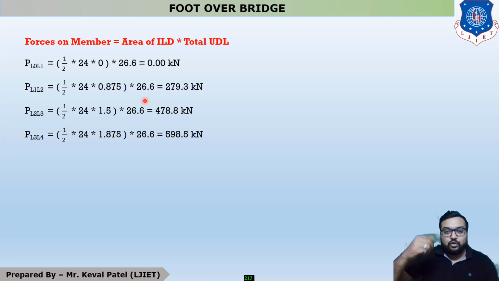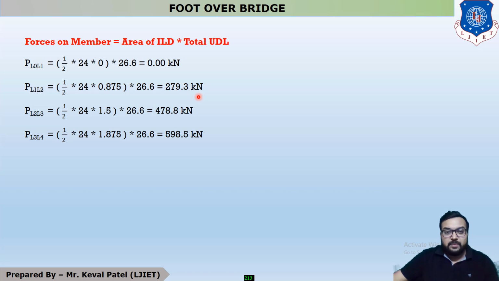But for the top chord and for the bottom chord, we use the summation of these values, which is the factored dead load plus the factored live load. Okay, so it is 26.6. So after putting all these values, our answer for PL1 L2 is 279.3 kilonewton.